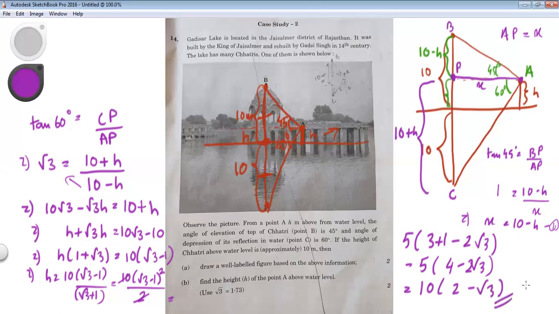In simplified form, that's it. So the whole paper is solved. This one was the tough one, and all the other papers were of the same level or lesser than this. Nothing much more complicated.